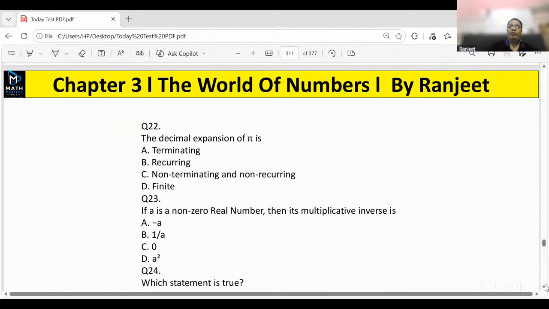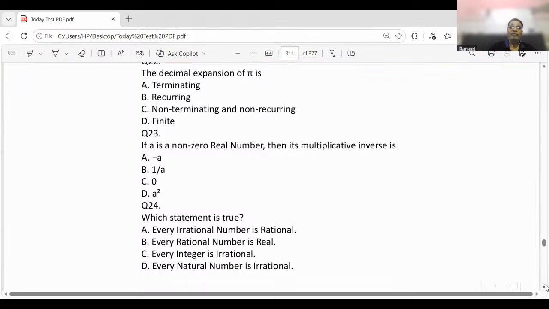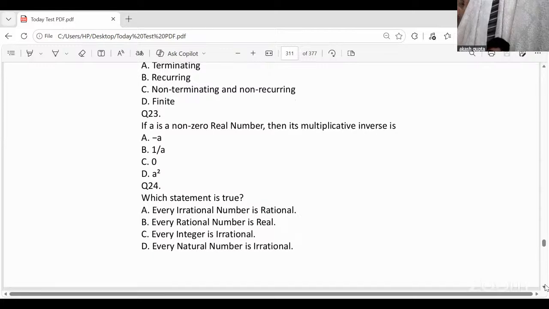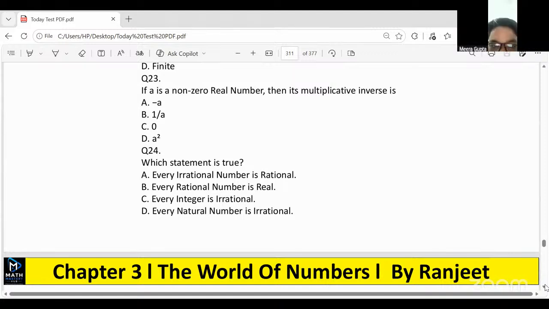Question number 22. The decimal expansion of pi is non-terminating and non-recurring. Okay. Question number 23. If a is a non-zero real number, then its multiplicative inverse is 1 upon a. Is 1 upon a the right answer or wrong? Sir, right answer. Okay. Question number 24.